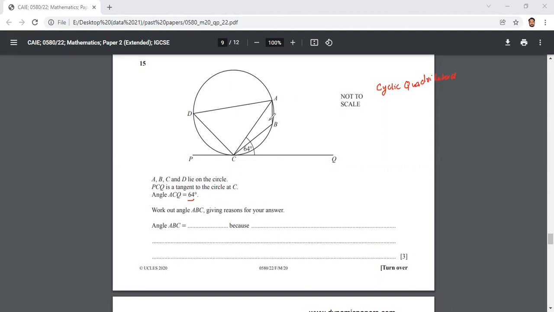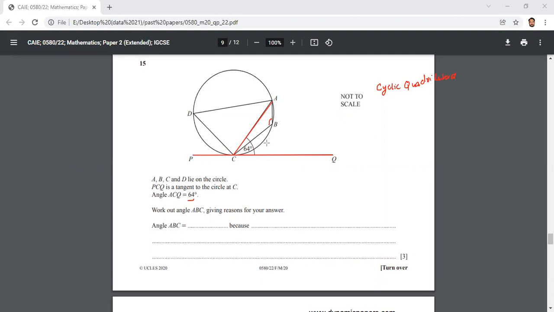We are looking for angle B. Let's see. If we draw one line, which I show you here, we have P to Q, that is the tangent line, and C to A, we have a chord, okay? Now you can see that the angle between the tangent line and a chord is 64, okay?